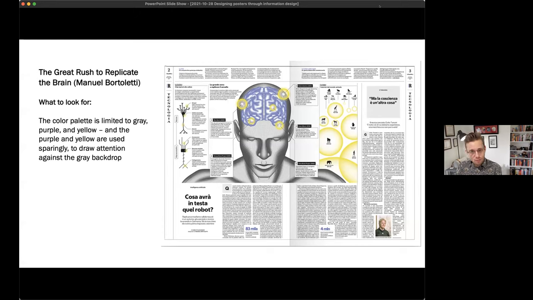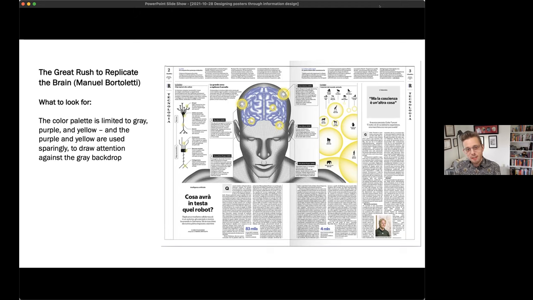And as a general principle, the less you use color or the more minimal color palette you use, the better the design. And the reason for that is because the fewer the colors, there's less that our brain as the reader has to keep track of in terms of figuring out what does this color mean versus what does that color mean. So in this example here, this infographic, the color palette is limited to gray, which is the primary color of the overall figure, purple, and then yellow.